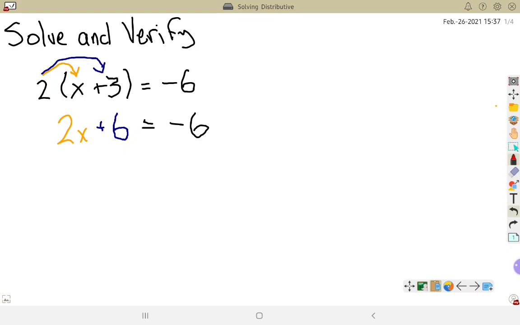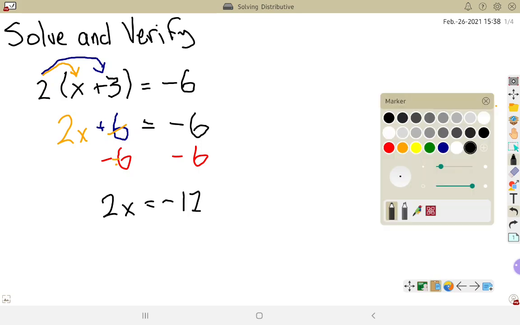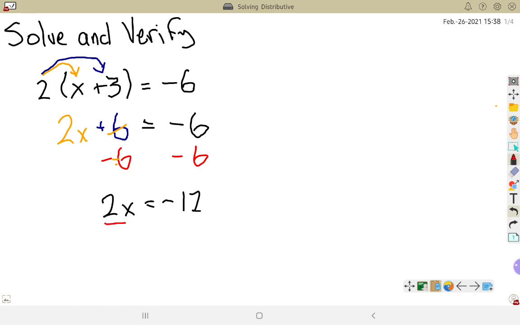So I'm going to subtract 6 on both sides. I'm removing the constant on both sides. That cancels out my 6's. And now I'm left with 2x is equal to negative 6, subtract 6 more, or take away 6 more, gives me negative 12. And now my opposite is to divide both sides by 2.